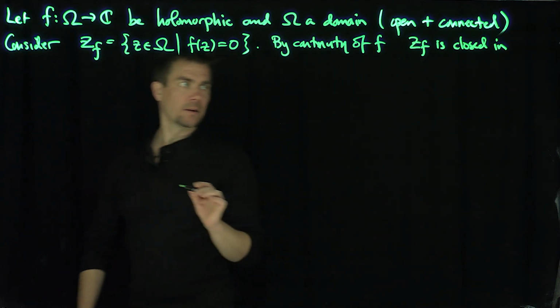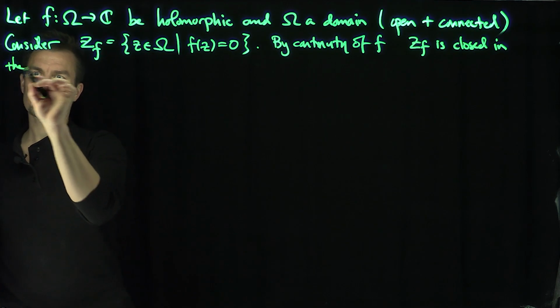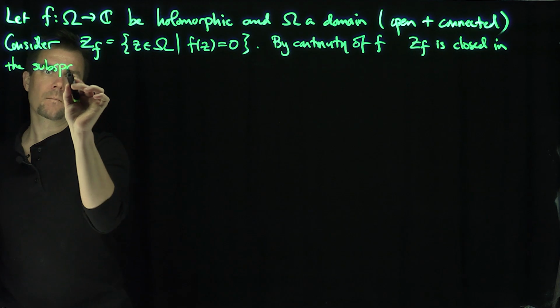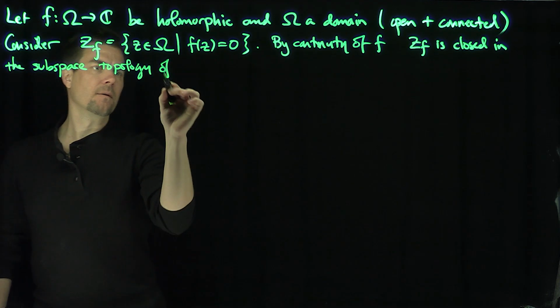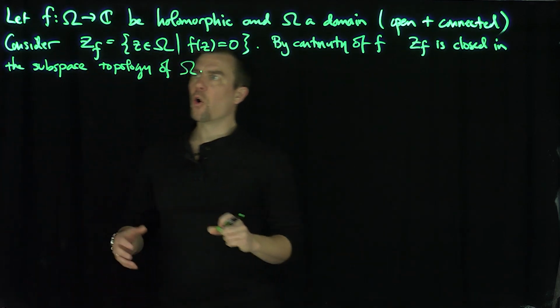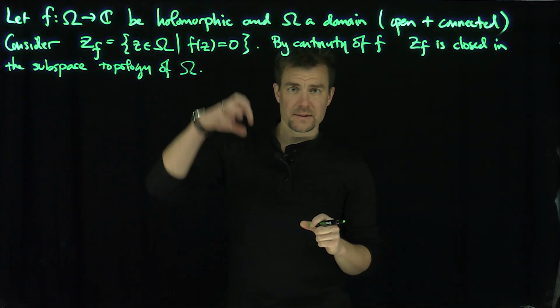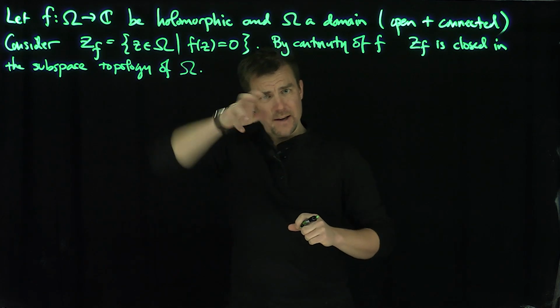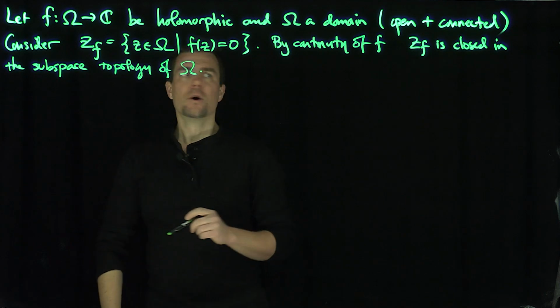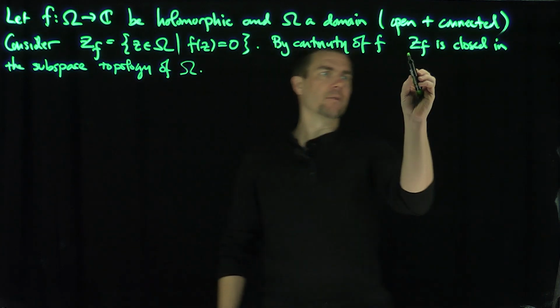in the subspace topology of omega. In other words, the open sets in omega are just the open sets in C, just the disks, intersected with omega, right? So you might get some funny thing that has a boundary component to it, okay? Good? So that's the first thing we have over here: closed.